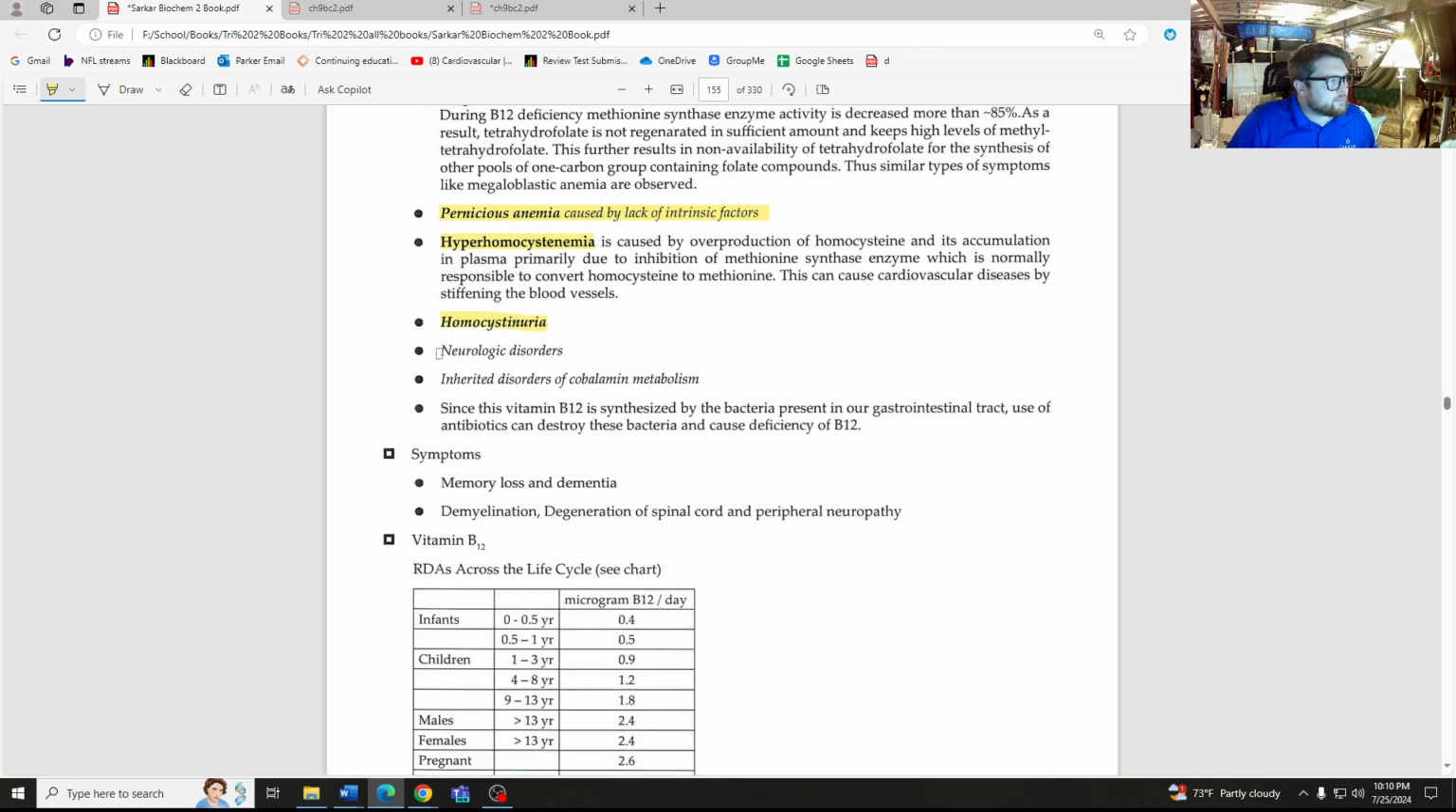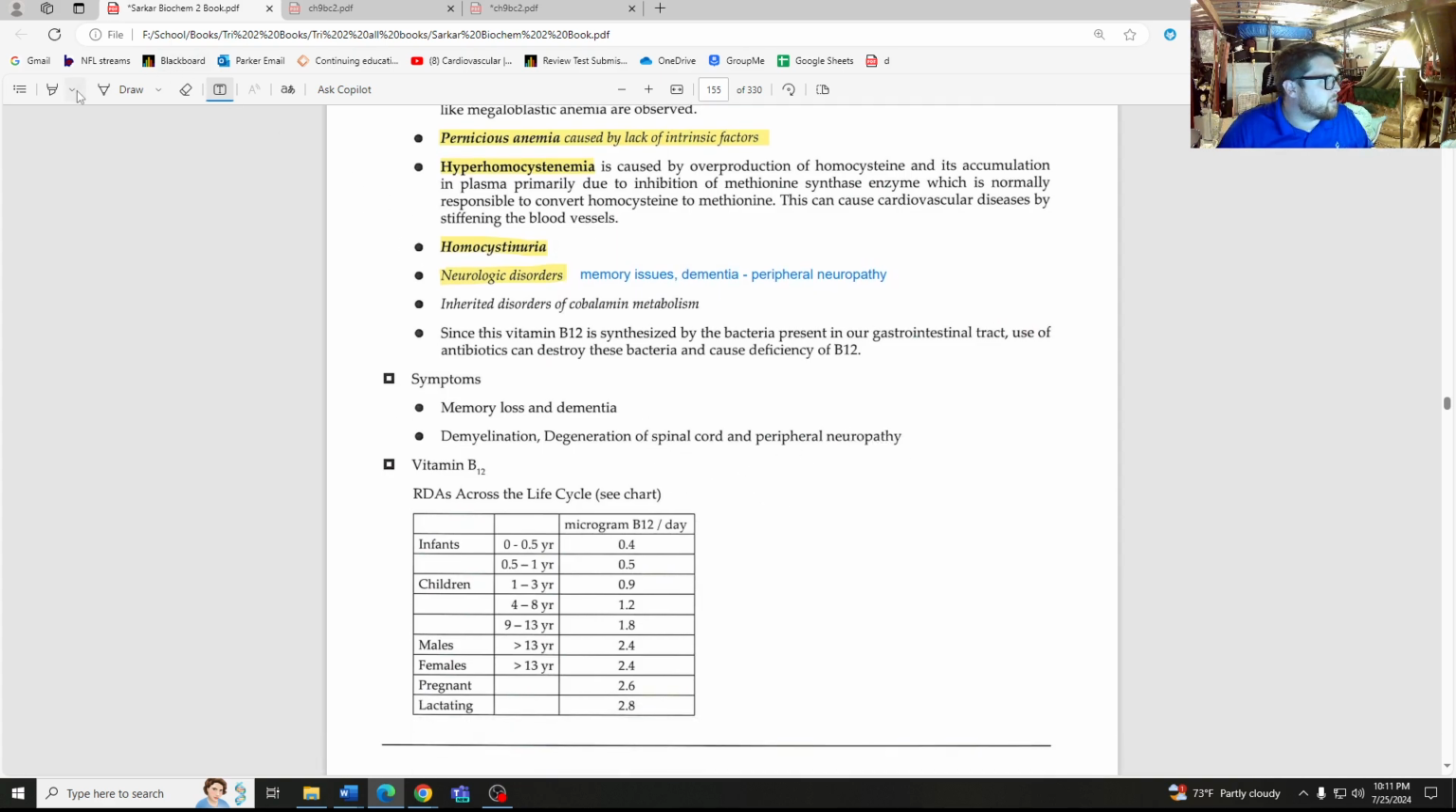Another big one, you get neurologic disorders. So this is stuff you can get, memory issues, dementia. It's actually listed down below as well, peripheral neuropathy. This will be later on. It's super, super important with peripheral neuropathy. So all these: memory loss, dementia, demyelination, degeneration of spinal cord, peripheral neuropathy.